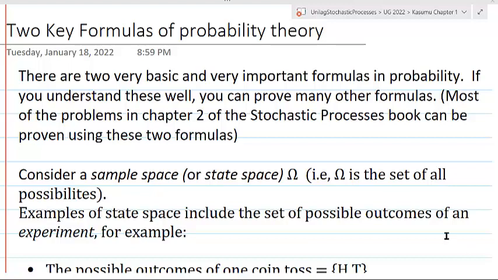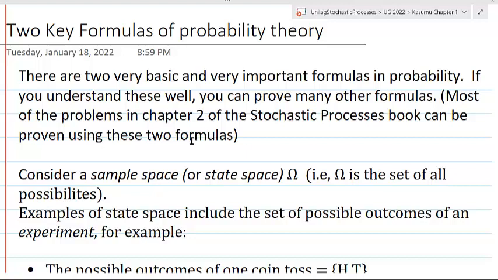Hello. In this video, I'm going to introduce two key formulas of probability theory. There are two very basic and very important formulas in probability. If you understand these well, you can prove many other formulas. Most of the problems in Chapter 2 of the Stochastic Processes book can be proven using these two formulas. So if you understand these two, you can do most of the exercises.